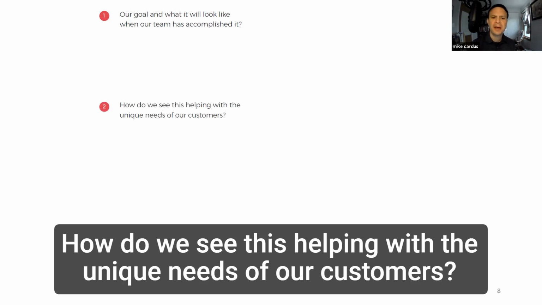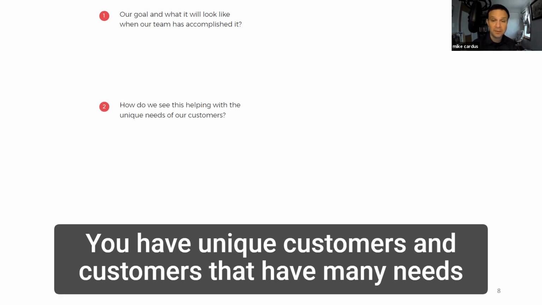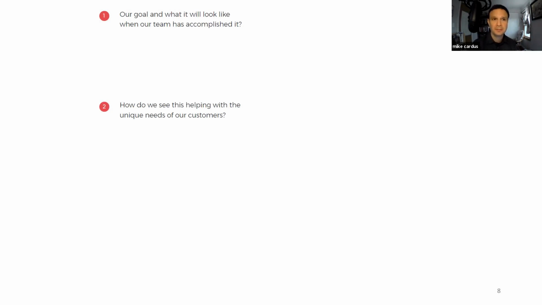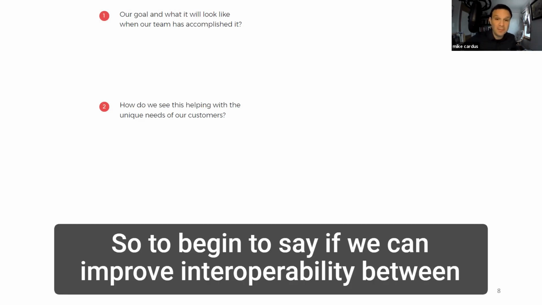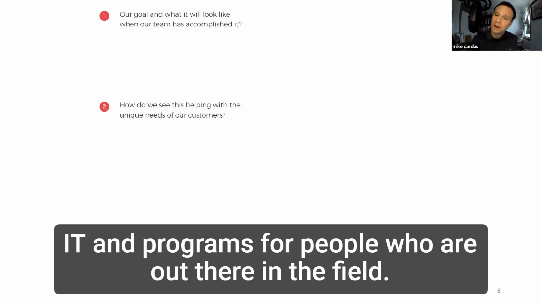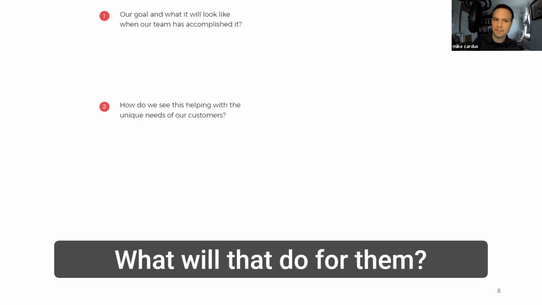How do we see this helping with the unique needs of our customers? I know inside your organization, you have unique customers with many needs who depend upon you to deliver quality services to them. So if we can improve interoperability between IT and programs or people who are out there in the field, how will that help our customers? What will that do for them?